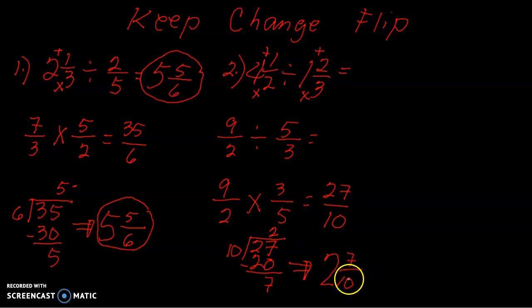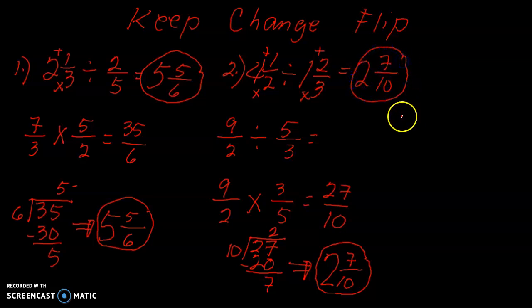7/10 cannot be simplified anymore because there is no GCF for 7 and 10. We cannot reduce this anymore. So, this is already final. Final na siya. So, the answer for 4 and 1/2 divided by 1 and 2/3 is 2 and 7/10.